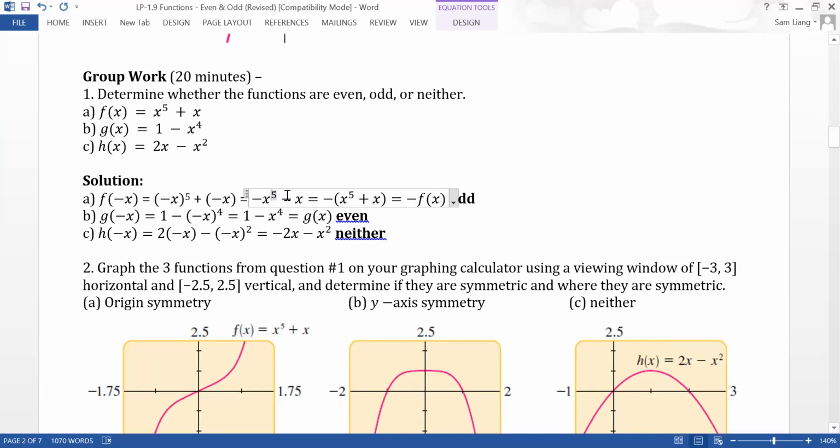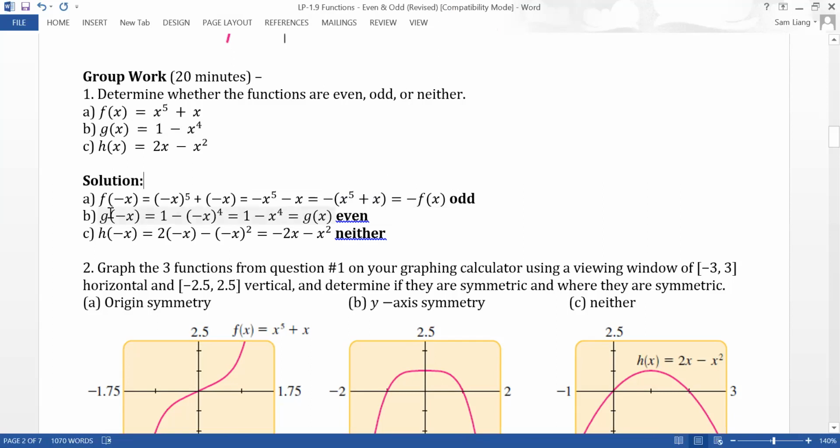Then negative x is just negative x; we don't have to do anything there. Just to show that this is negative f of x, we can factor out a negative sign, or -1, so we get negative times x to the 5th plus x. The thing in the parentheses is f of x, and we see that it's the negation of the original. Therefore this is an odd function.